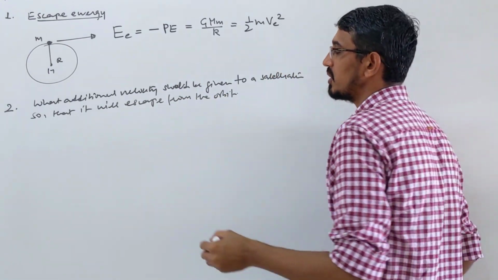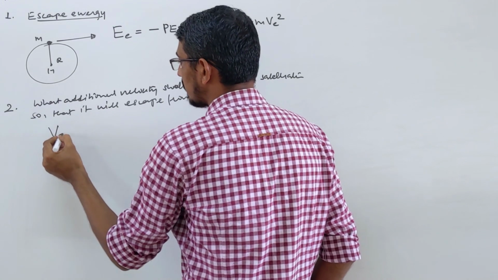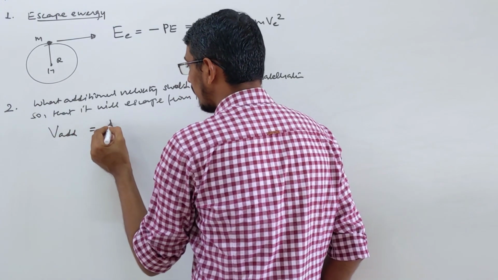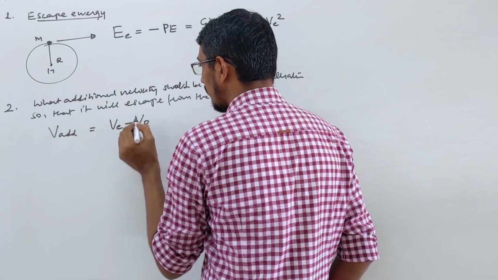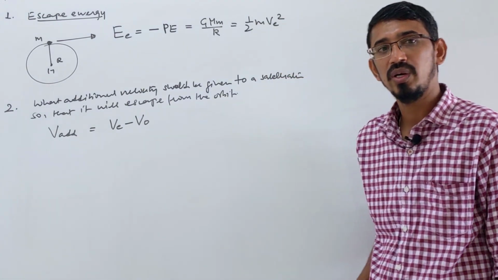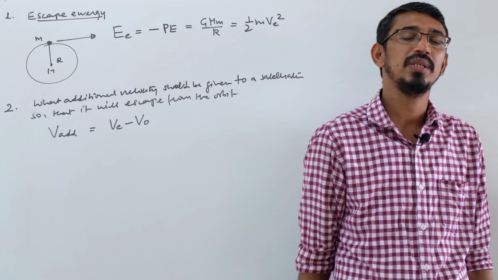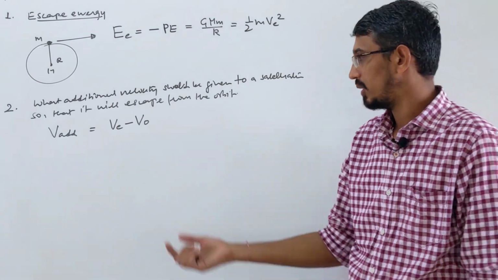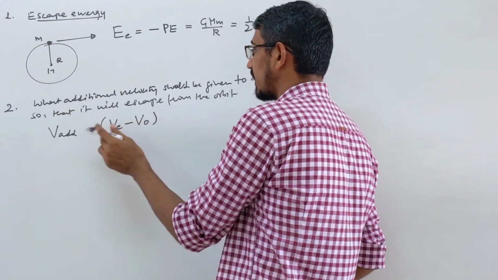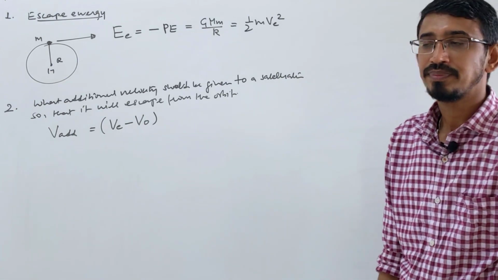So what is the simple answer? How much additional velocity do you have to give? V additional is simply V escape minus V naught. That's your simple answer. Already we know that the orbital velocity should be increased by 41% and it will escape. So they are asking in terms of this one, where both velocities are given, and you can answer simply this way.